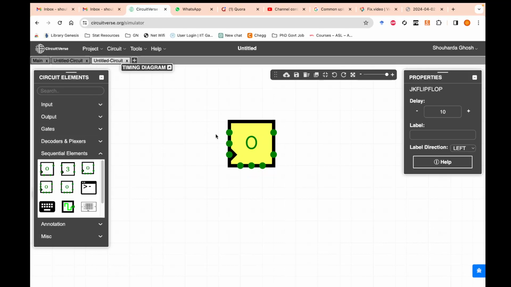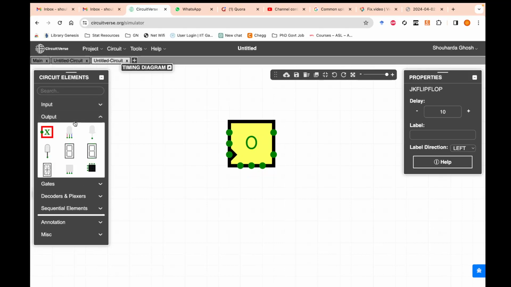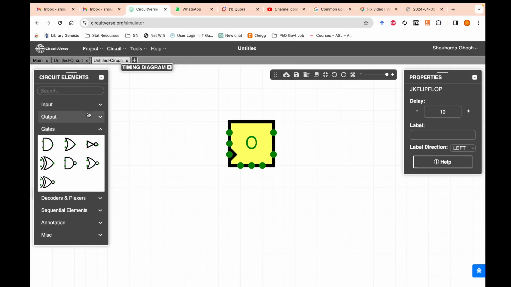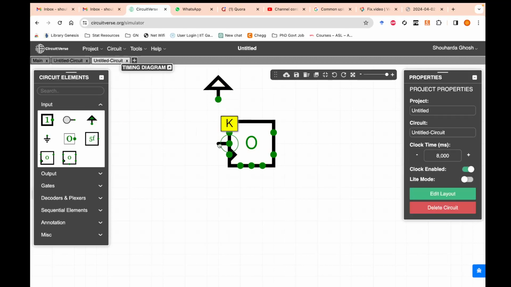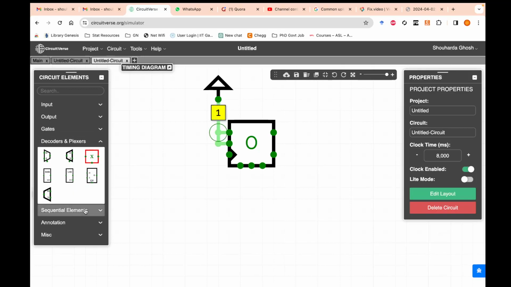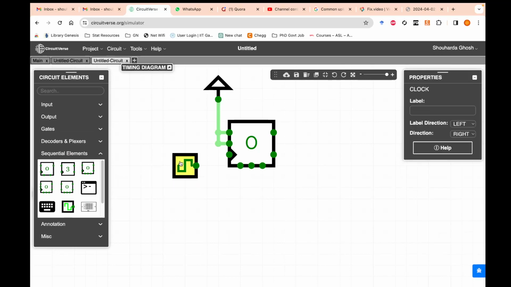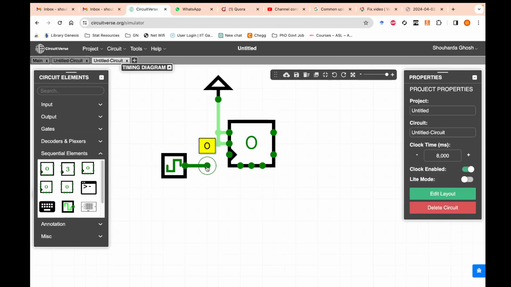The J and K are the two inputs, and in order to ensure that the JK flip-flops are used properly in the counters, we have to tie both J and K to 1. So in that case what happens? Let's see. I connect the clock over here.